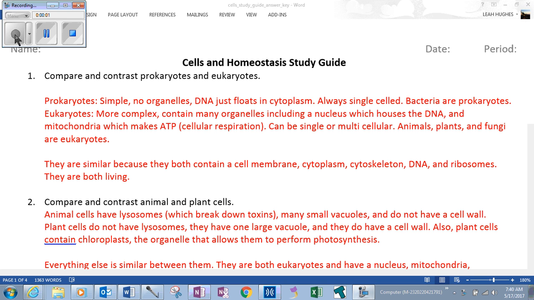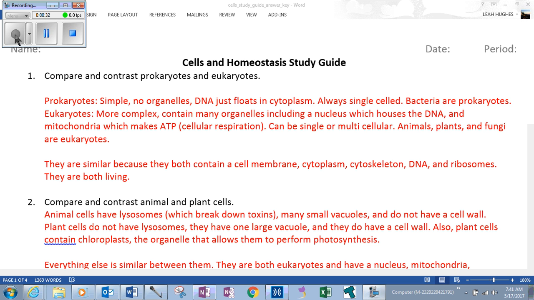Study Guide. Compare and contrast prokaryotes and eukaryotes. Prokaryotes: simple, no organelles. DNA just floats in cytoplasm, always single-celled. Bacteria are prokaryotes. Eukaryotes: more complex, contain many organelles, including a nucleus, which houses the DNA, and mitochondria, which makes ATP, cellular respiration. Can be single or multicellular.